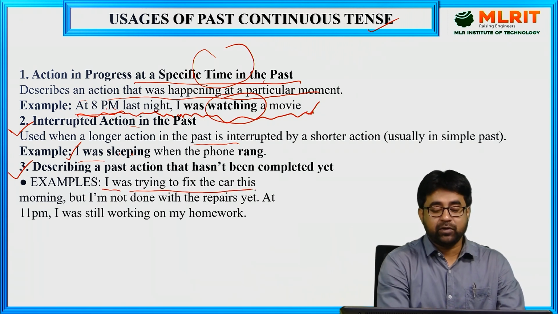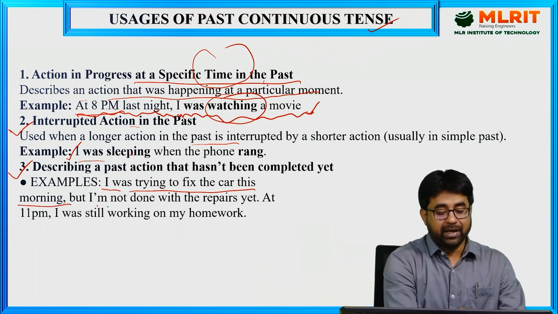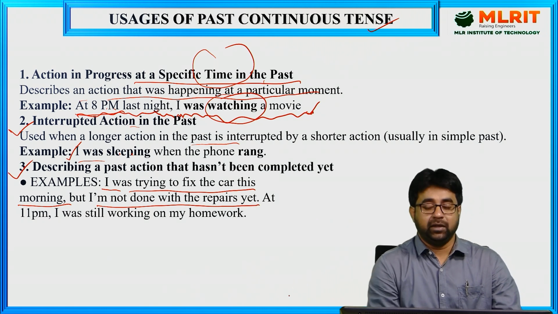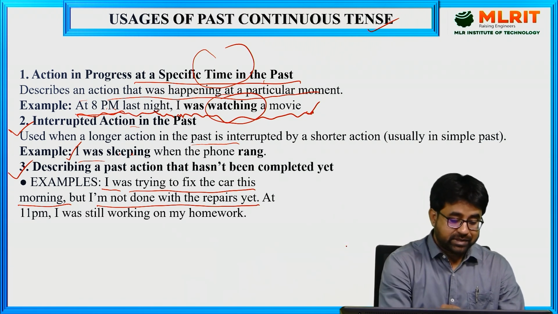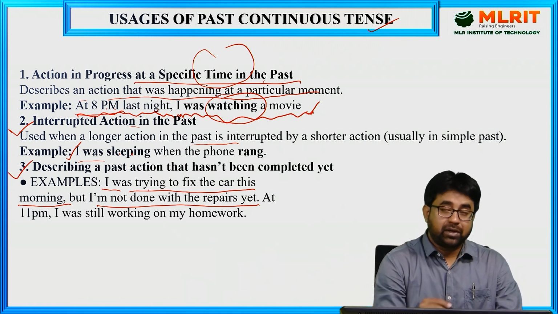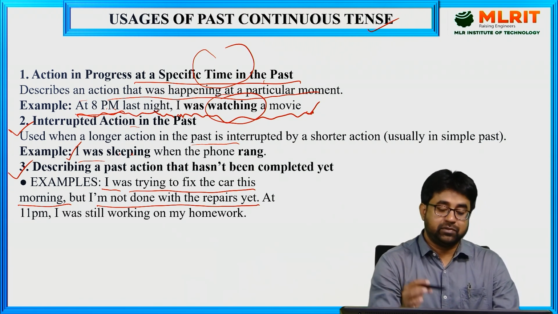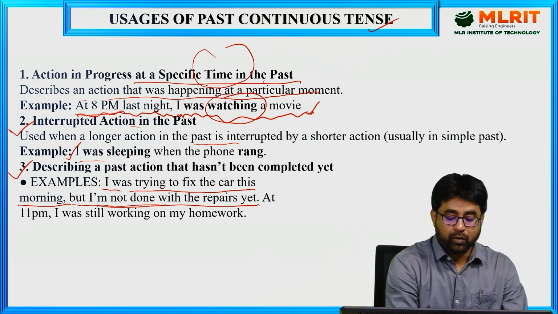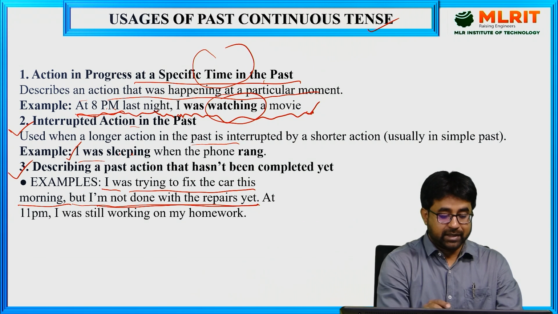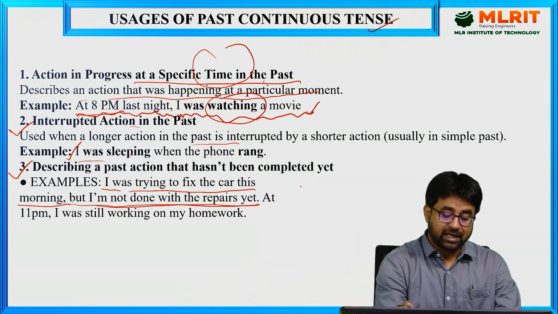I was trying to fix the car this morning, but I am not done with the repairs yet. So what was the past action? Fixing the car, the act of fixing the car. And what was happening? It was not completed. Though the event was actually started, it was going on, it didn't complete, and that's why the next part, but I am not done with the repairs here. So you can see, it is used to describe a past action that has not been completed yet.